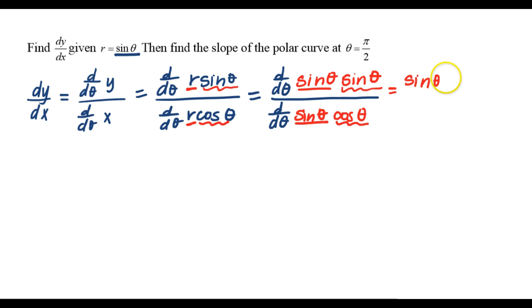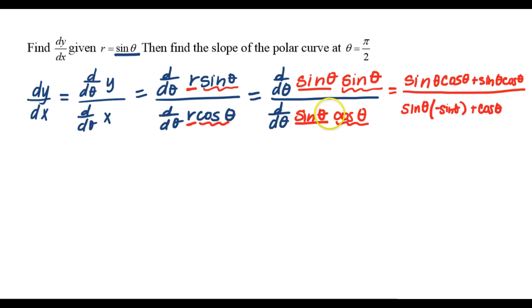So the first times the derivative of the second, the derivative of sine is cosine, plus the second function, sine, times the derivative of the first, which is cosine. And then all over, I have to do the product rule in the denominator. So the first function, sine theta, times the derivative of cosine, which is negative sine theta, plus the second function, cosine theta, times the derivative of the first, which is cosine theta. So this here is dy/dx, as long and ugly as it is.